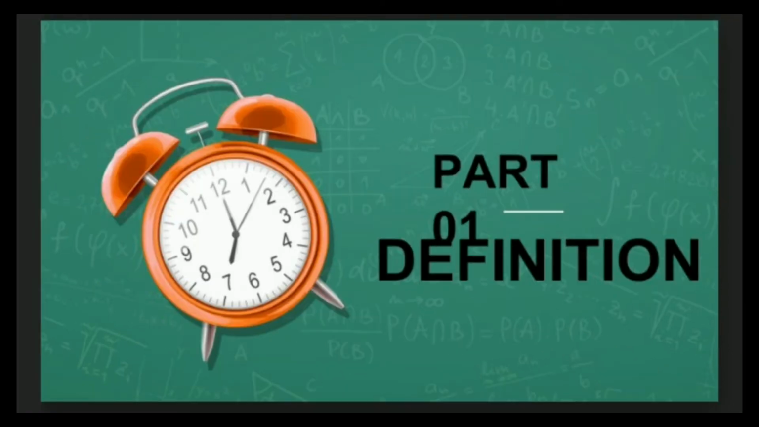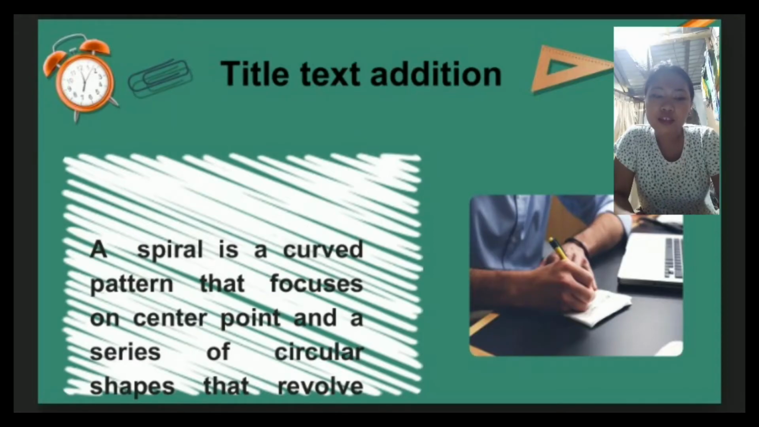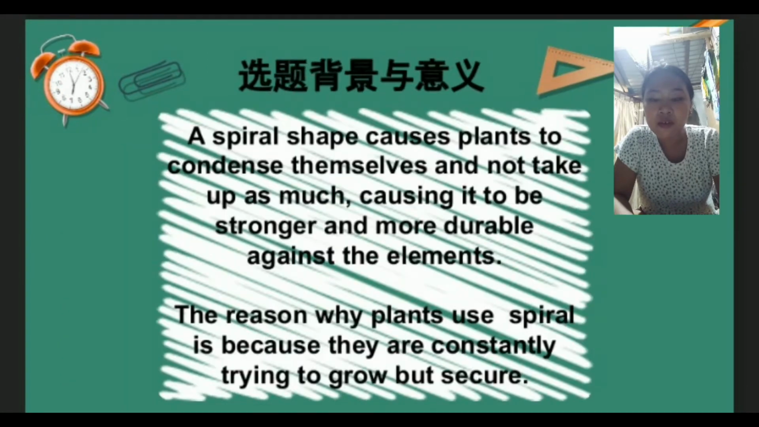First of all, what is spiral? A spiral is a curved pattern that focuses on a center point in a series of circular shapes that revolve around it. A spiral shape causes plants to condense themselves and not take up as much space, causing them to be stronger and more durable against the elements.